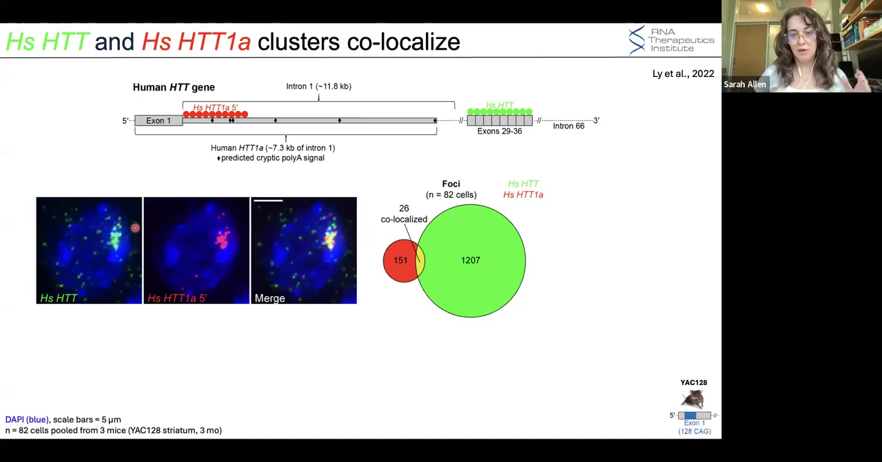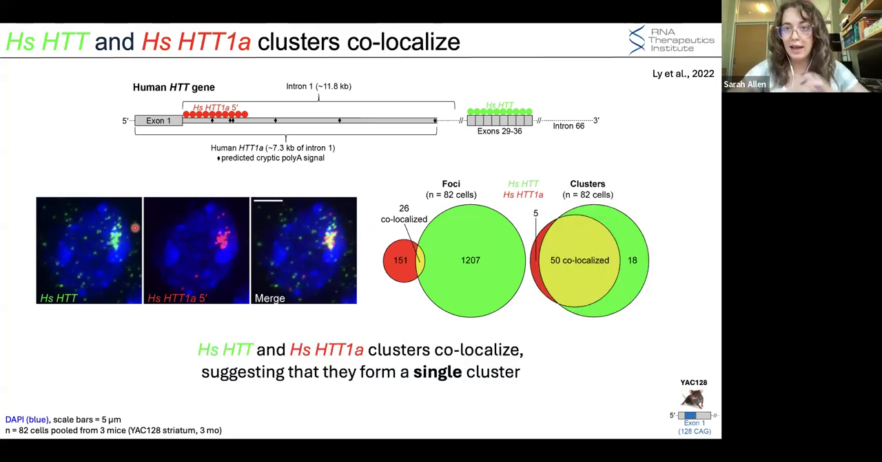So when you look at individual foci for this HTT-1A fragment and for human Huntingtin, you see some overlap, but they're not really co-localized readily. Whereas the clusters, this collection of individual transcripts clustered together, are highly co-localized with the full human Huntingtin. So this suggests that both of these transcripts together form a singular cluster.